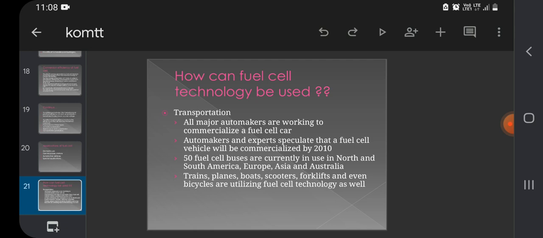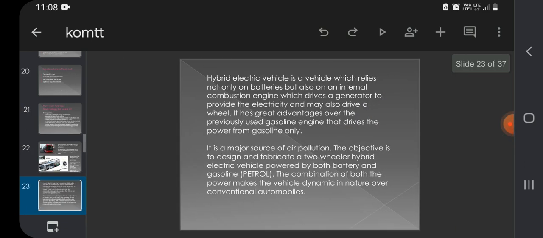This is the technology used in transportation, like hybrid buses. And our main topic is hybrid electric vehicle. It's a vehicle which relies not only on batteries but also on an internal combustion engine which drives a generator to provide the electricity and may also drive a wheel. It has great advantages over the previously used gasoline engine that derives power from gasoline only. It's a major source of air pollution.